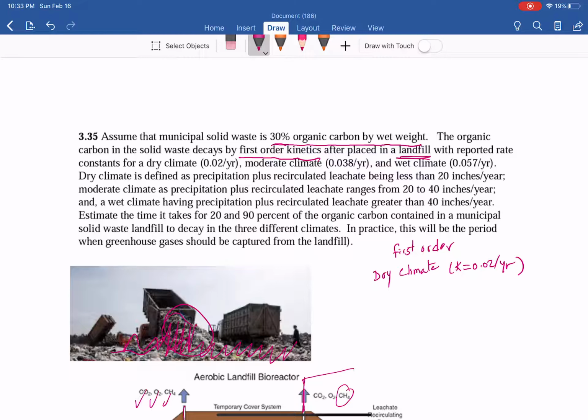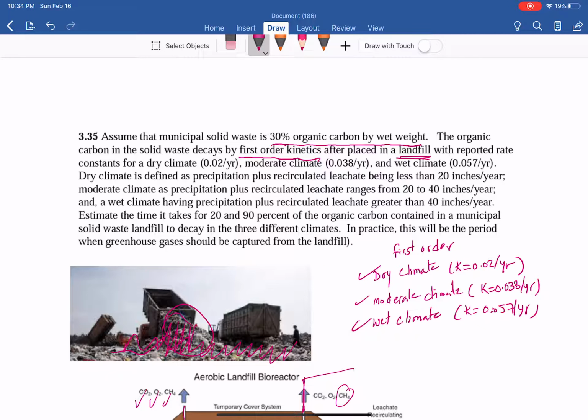In the moderate climate, K is 0.038. In wet climate, K is 0.057. Again, we know dry climate is summer, moderate climate is like spring, and wet climate is during the rain, like in the winter.